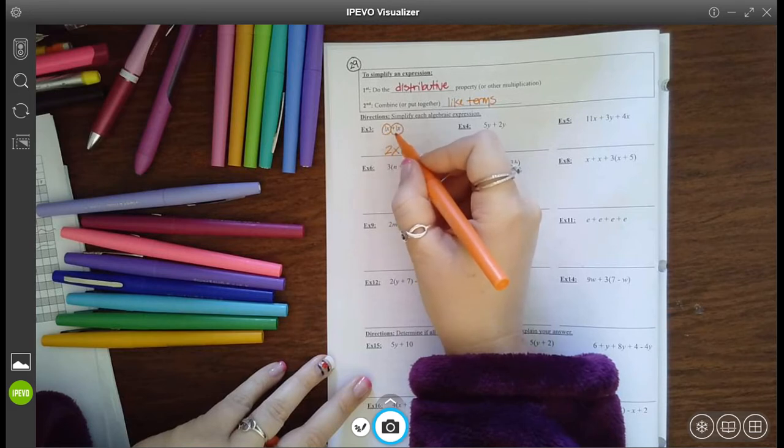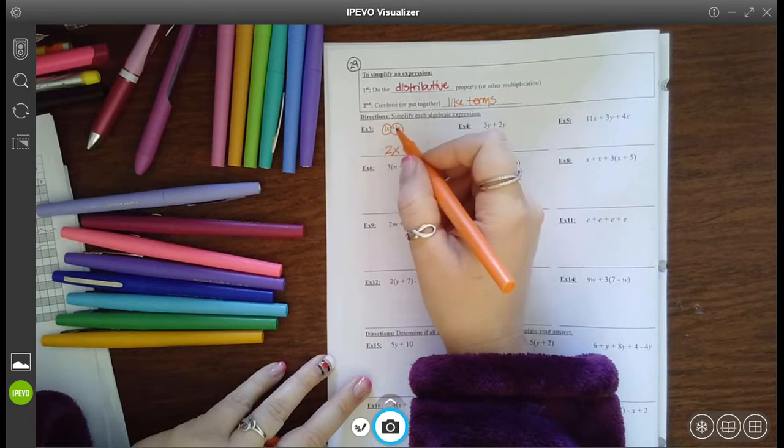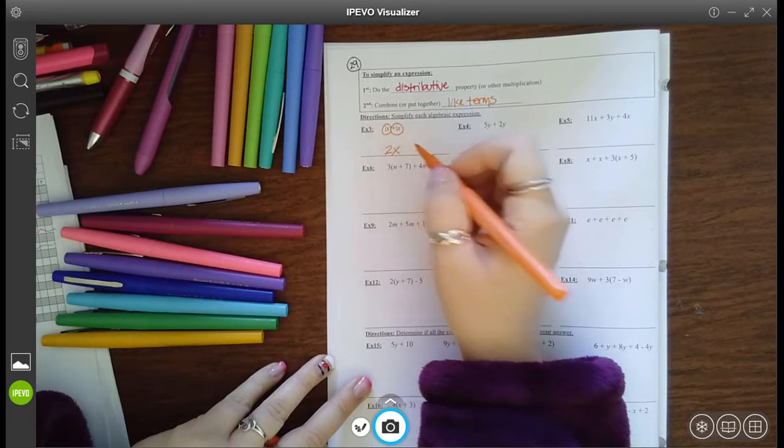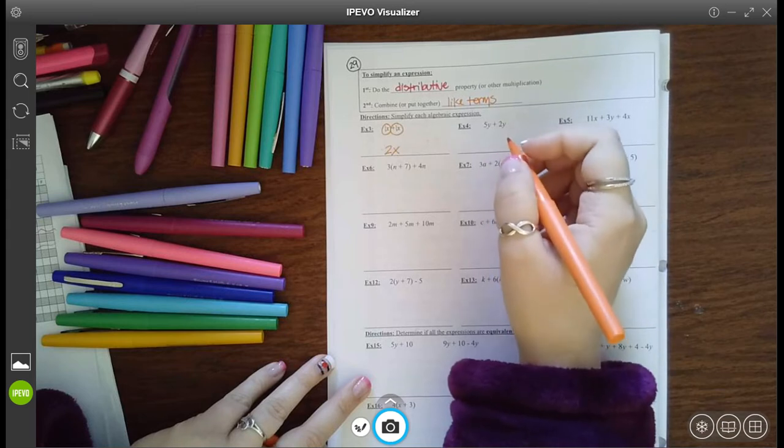Now notice how I didn't use the word add, because some of them will be positive and some of them will be negative, so you combine them. If it's 7 minus 4, well then do 7 minus 4. If it's 7 plus 5, then do 7 plus 5. So let's take a look at this guy.